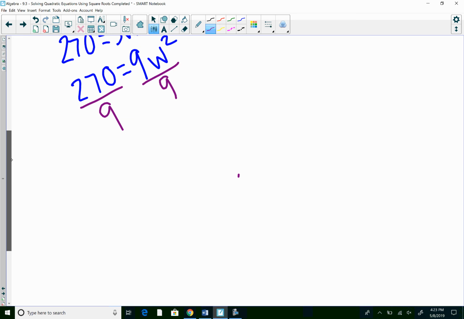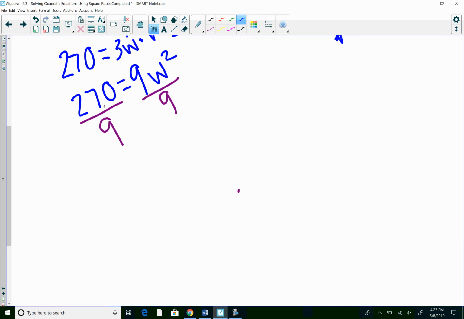Okay, so from here, 270 divided by 9: 27 divided by 9 is 3, so that would be 30 equals W squared. And then in order to get W all by itself, we have to take the square root of both sides.